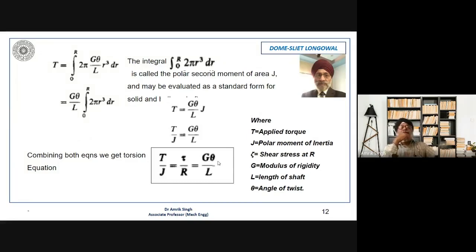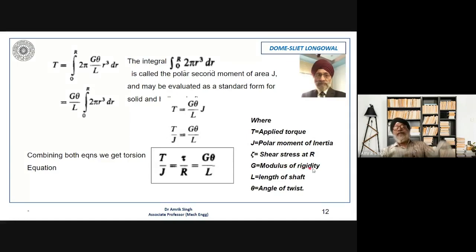But for the non-uniform beams or non-uniform shafts, we will consider a few cases. So here in this equation, T is the applied torque, so you know that the unit will be in Newton meter. J is the polar moment of inertia, so the unit will be in meter 4 or millimeter 4. Tau is the shear stress at the outermost end, that is at R. So this will be in Pascal.